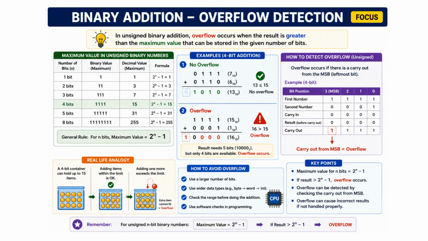Another way to detect overflow is by checking the carryout from the most significant bit. If a carry leaves the leftmost bit, the answer no longer fits inside the register. To prevent overflow, computers may use larger data types or registers with more bits. Think of it like filling a small container. Once it's full, adding one more item causes it to overflow. So remember this simple rule. If the result is greater than 2 to the power of n minus 1, overflow occurs.